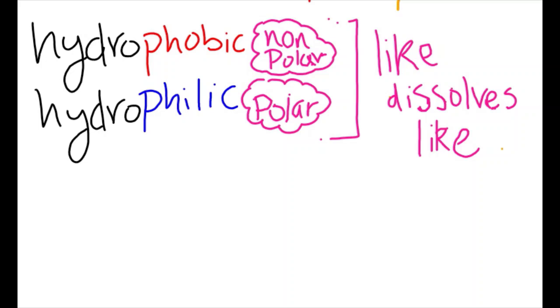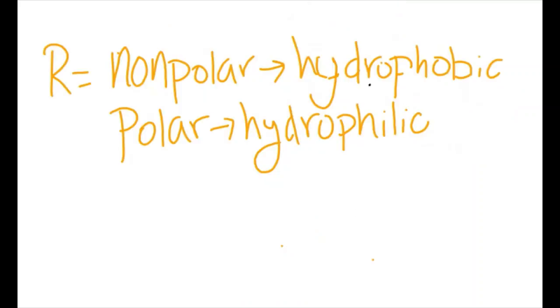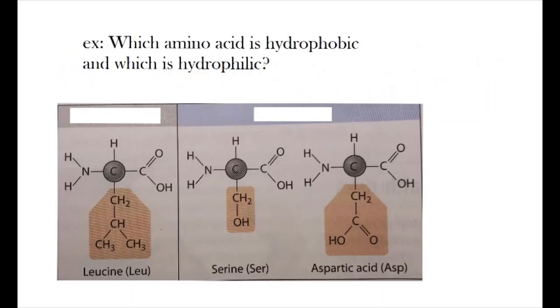Since like dissolves like, only a polar substance would be hydrophilic, as water is polar, with the oxygen being more electronegative and pulling on electrons more, giving it a partial negative charge and the hydrogens a partial positive charge. Therefore, if the R group is nonpolar, then the entire amino acid is hydrophobic, while a polar R group allows for a hydrophilic amino acid.